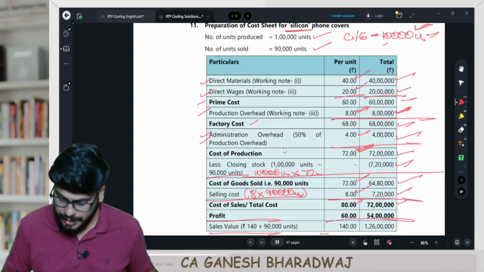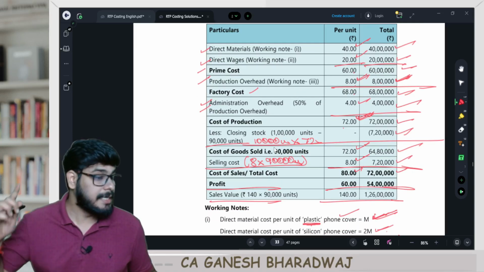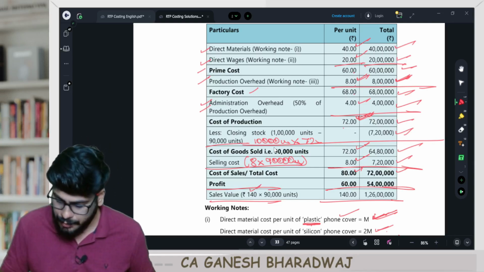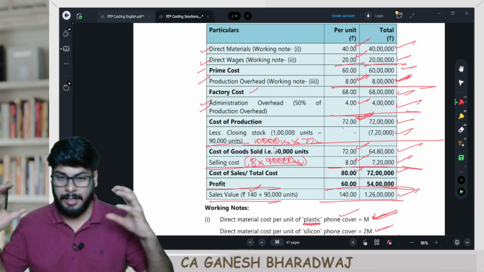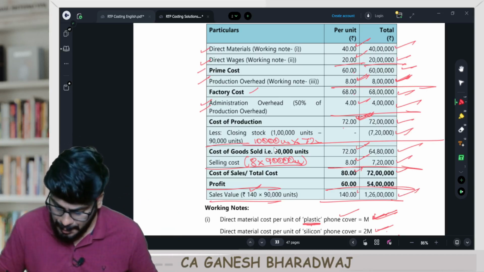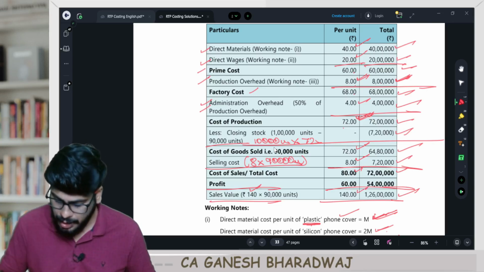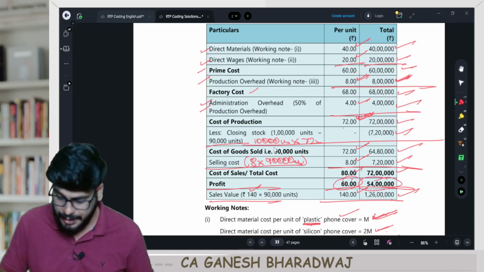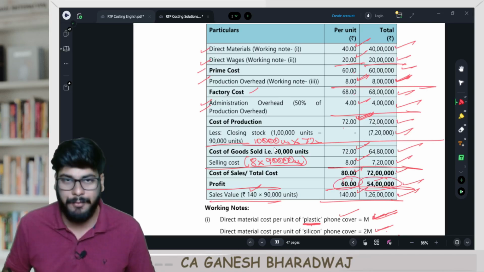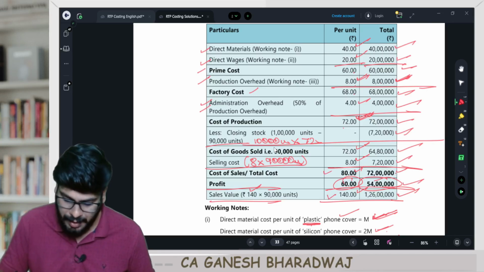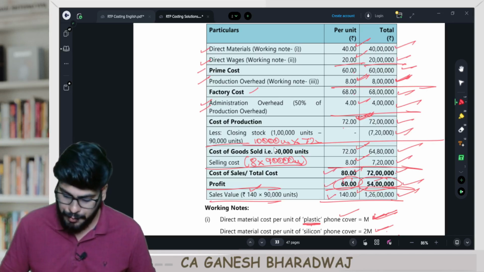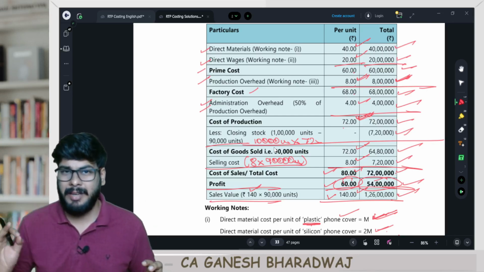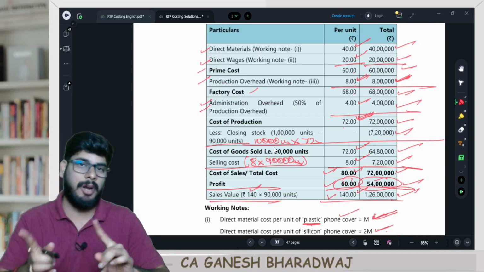Now you have the total sales value. They have given in the question that the selling price per unit is going to be 140 rupees. 140 into 90,000, that gives you how much? 1 crore and 26 lakhs is going to be the total sales value. Per unit, the selling price is 140 given in the question. So now profit is going to be the balancing figure. 126 lakhs minus 72 lakhs, that gives you 54 lakhs, right? And 140 selling price minus cost of sales of 80, that gives you 60 rupees per unit. That's the profit. Are you clear with this? As simple as that. It's a very, very simple question, but it's a multi-product cost sheet scenario.